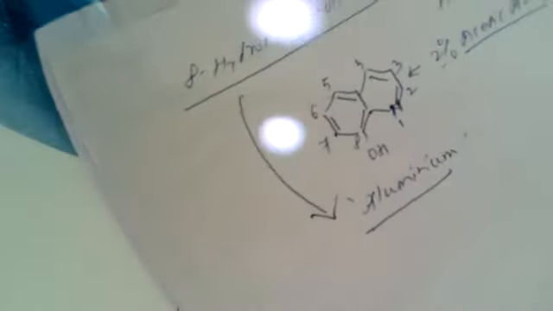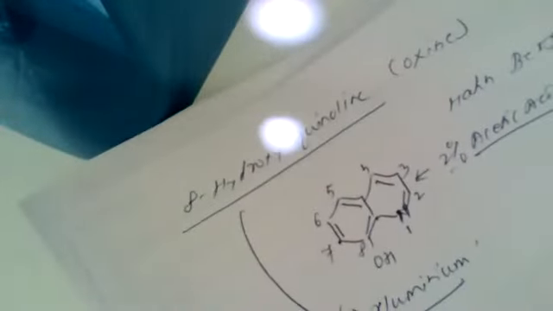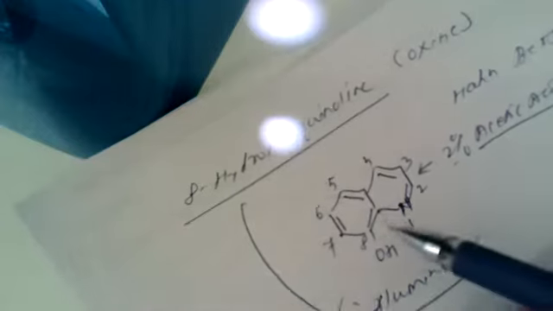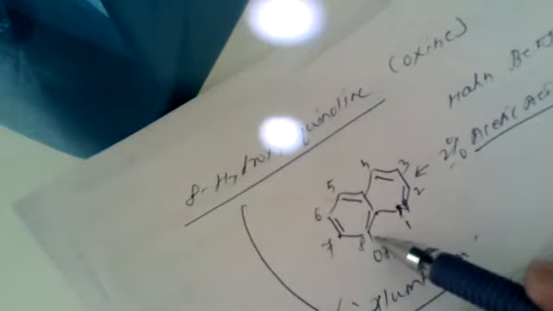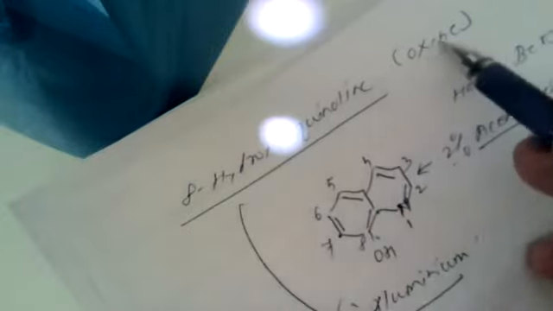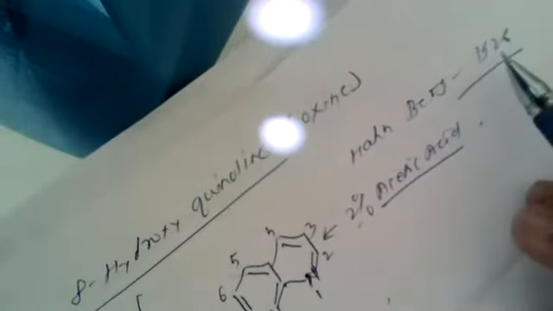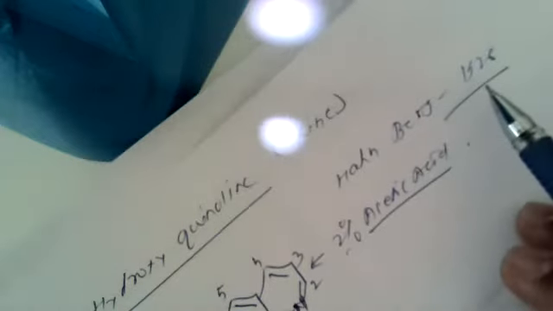Yes, we shall continue again with the help of this 8-hydroxyquinoline. We have seen that this is a hydroxyl group that is present at the 8th position, and this is a quinoline group. So it is known as 8-hydroxyquinoline, that is known as oxine, which was first introduced by two scientists named Han and Berg in the year 1927.